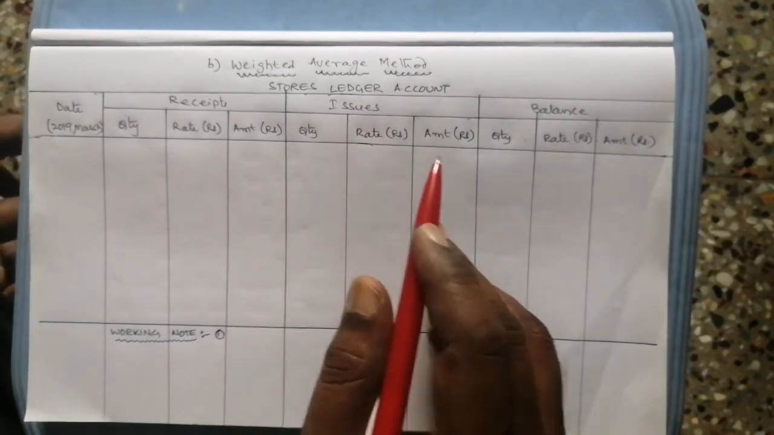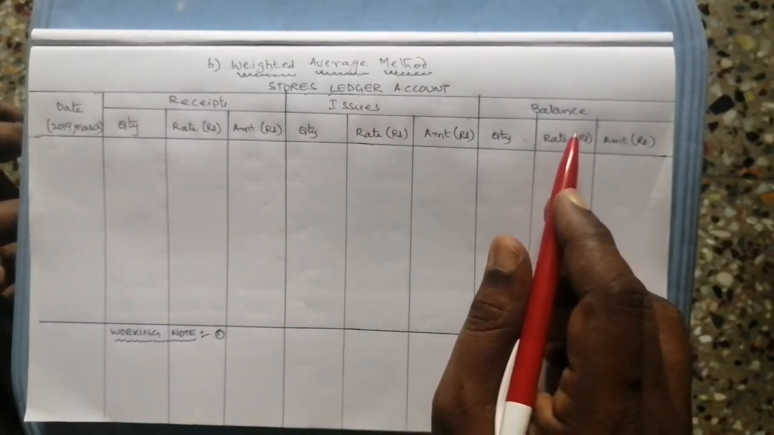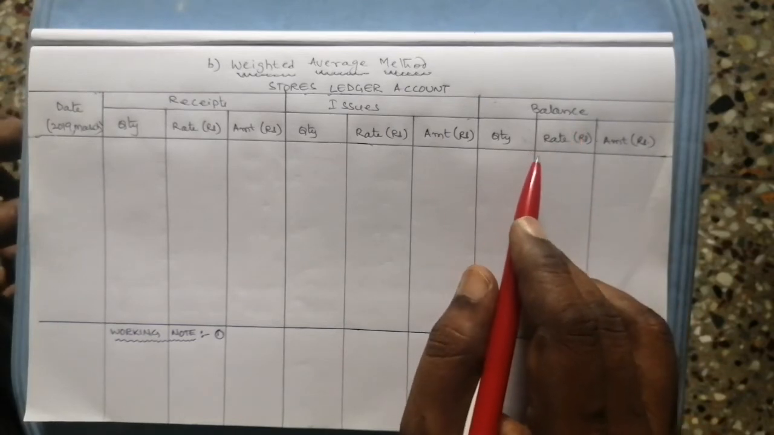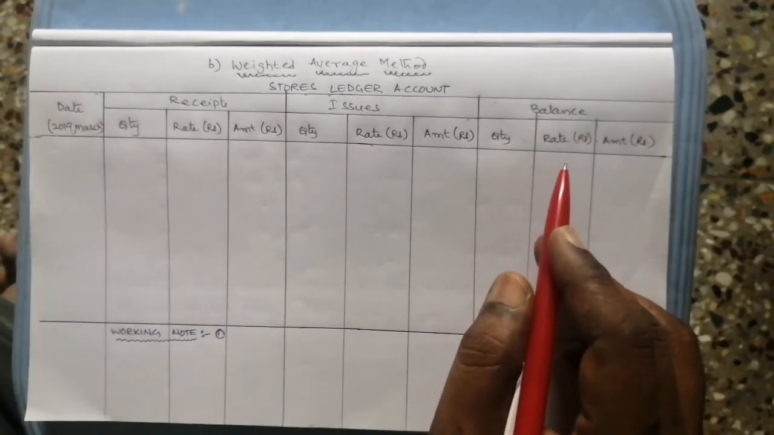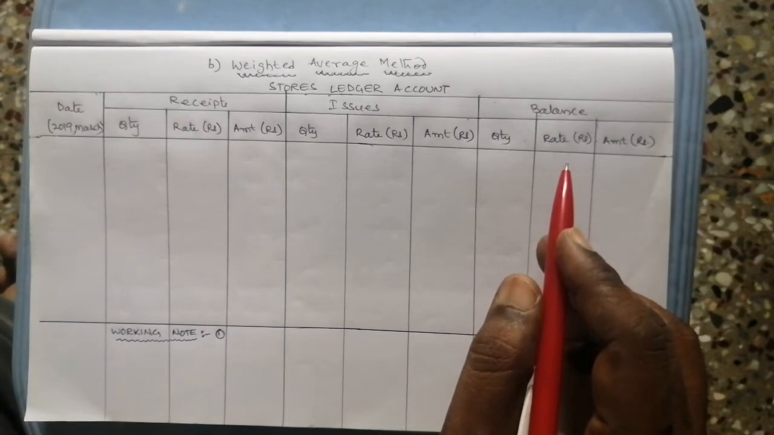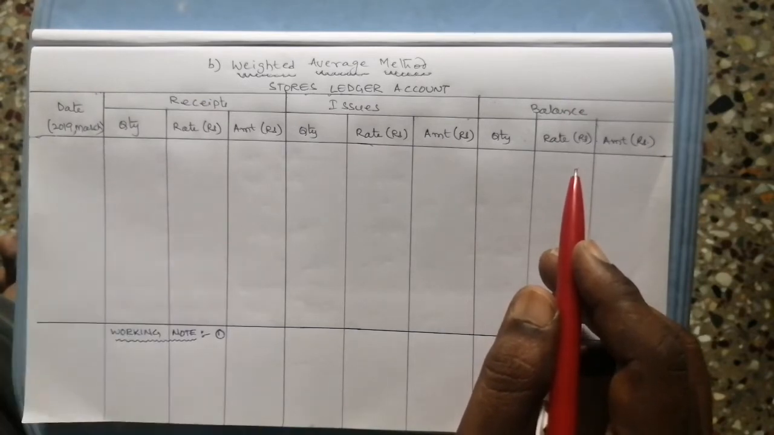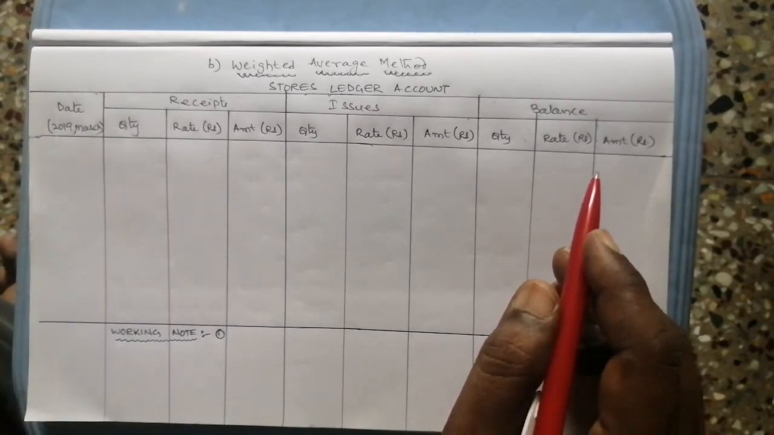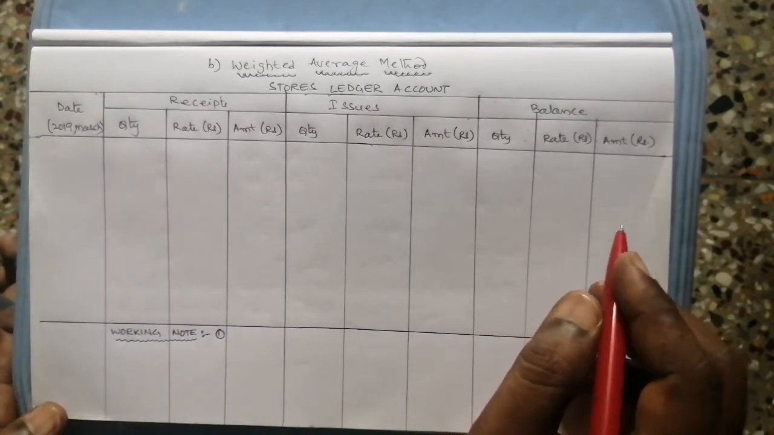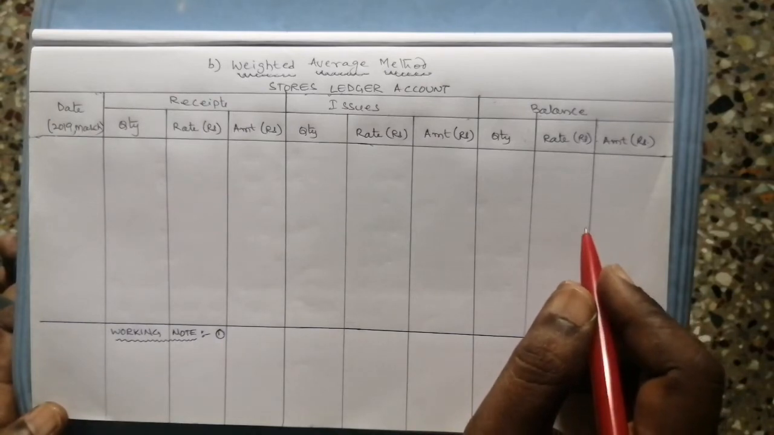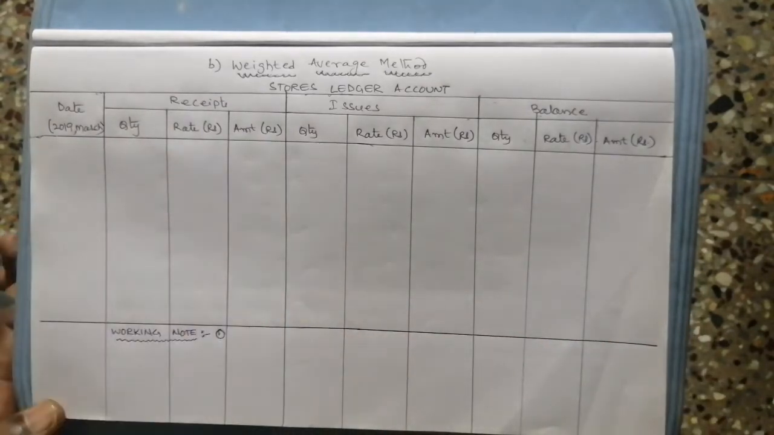Even in the case of the balance columns, we also mention the rate. That is another difference between the simple average method and the weighted average method when you show the store's ledger account. Now let us start with the same information, but we show it in the form of the weighted average method.